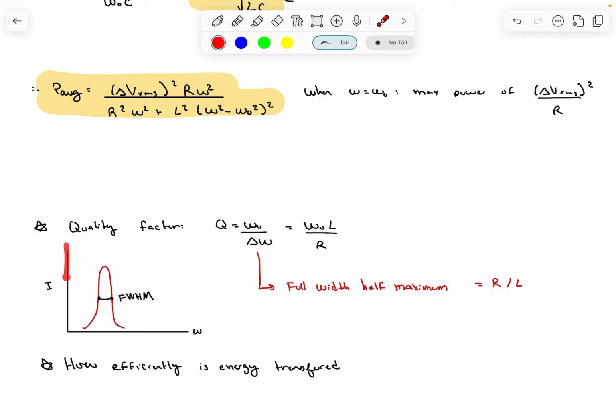So if you plot I versus omega, you're going to get this peak. It's not going to be a very perfect peak in real life. And the delta omega is the full width at half maximum. So you figure out, okay, what is my half maximum of my peak? And then you got to figure out how wide is my peak at that point here. So that's what you plug in right there. And then you get a value for Q. The higher the Q, the more efficiently the energy is transferred.